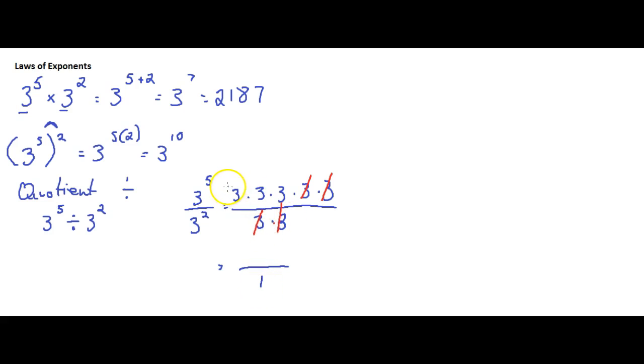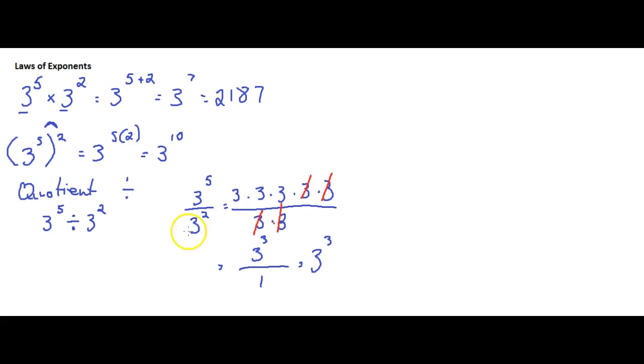And what do we have left in the numerator? 3 times 3 times 3. What's another way to write that, thinking about exponents? Well, 3 is the base. How many times are we multiplying 3 by itself? 3. So we don't need to write over 1. This could just become 3 cubed.